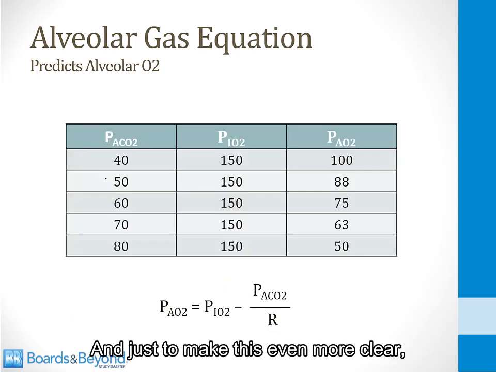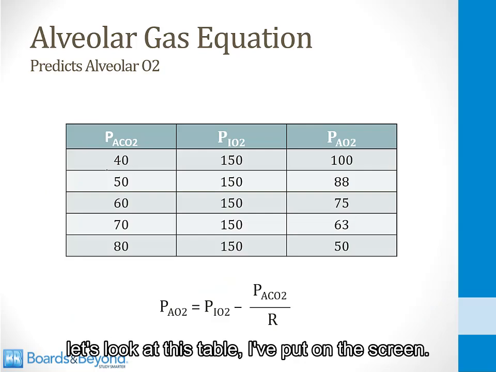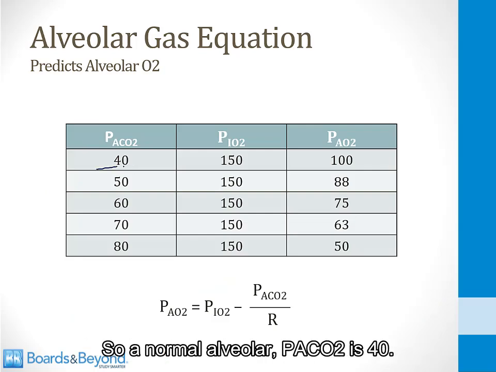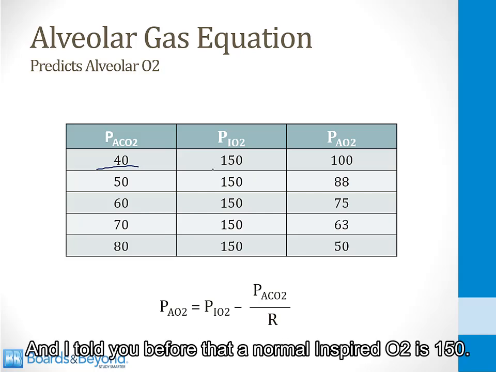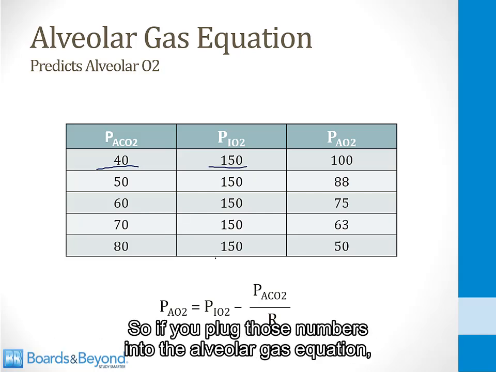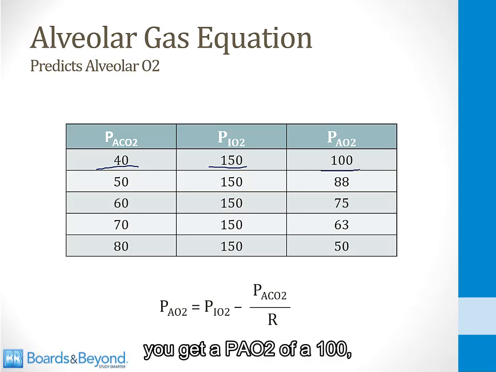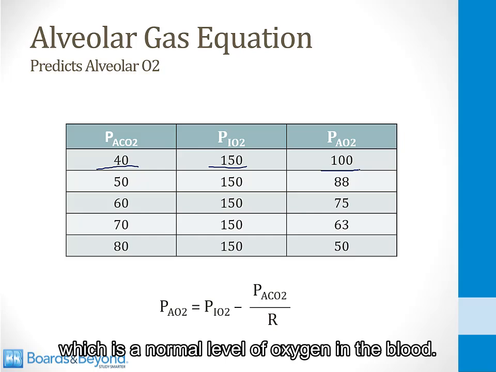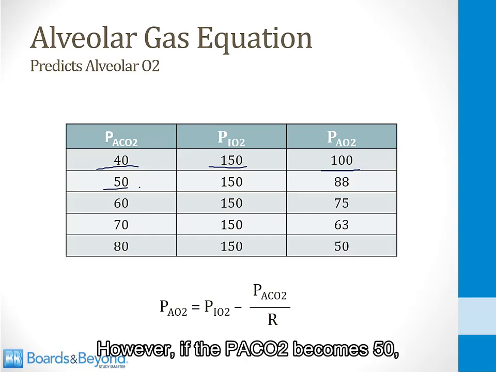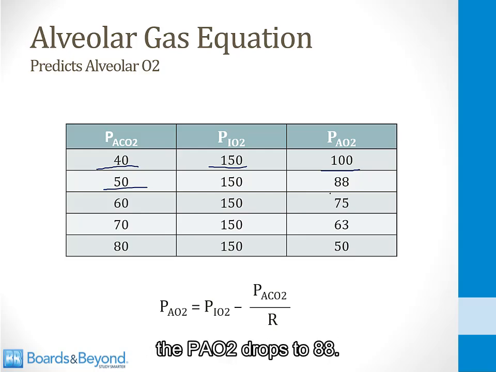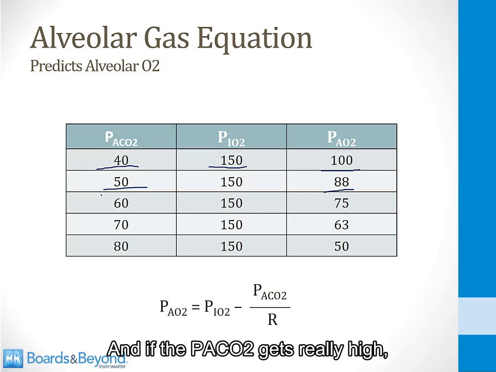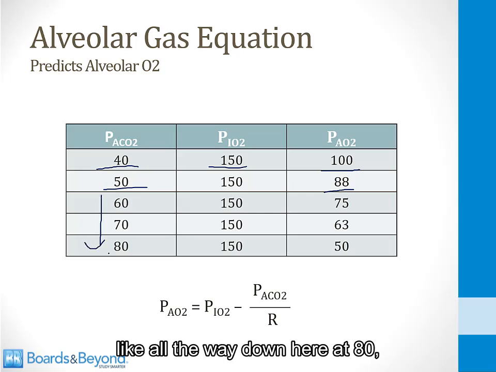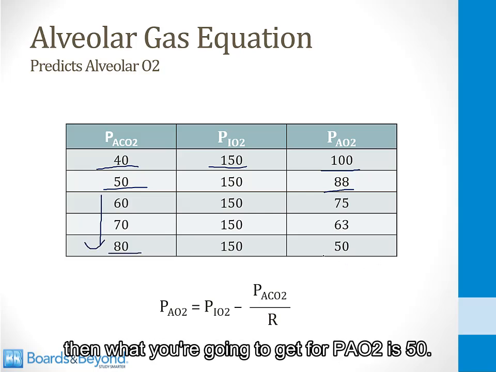And just to make this even more clear, let's look at this table I've put on the screen. So a normal alveolar PaCO2 is 40, and I told you before that a normal inspired O2 is 150. So if you plug those numbers into the alveolar gas equation, you get a PaO2 of 100, which is a normal level of oxygen in the blood. However, if the PaCO2 becomes 50, then when you plug in the numbers, the PaO2 drops to 88. And if the PaCO2 gets really high, like all the way down here at 80, then what you're going to get for PaO2 is 50.